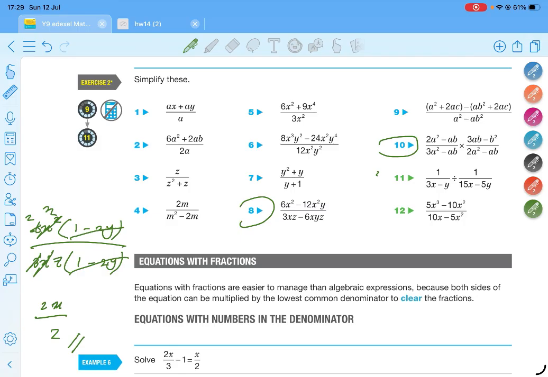Is it clear? 1 minus 2y, 1 minus 2y. Simplify the terms as much as you can.